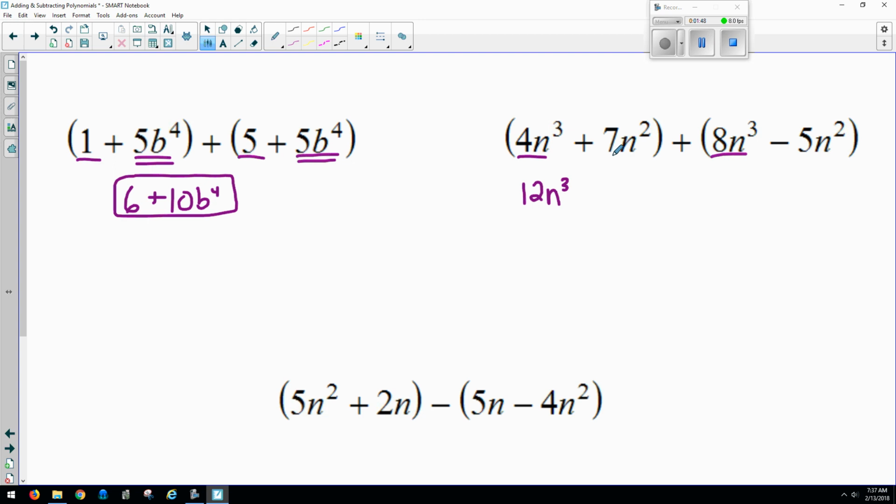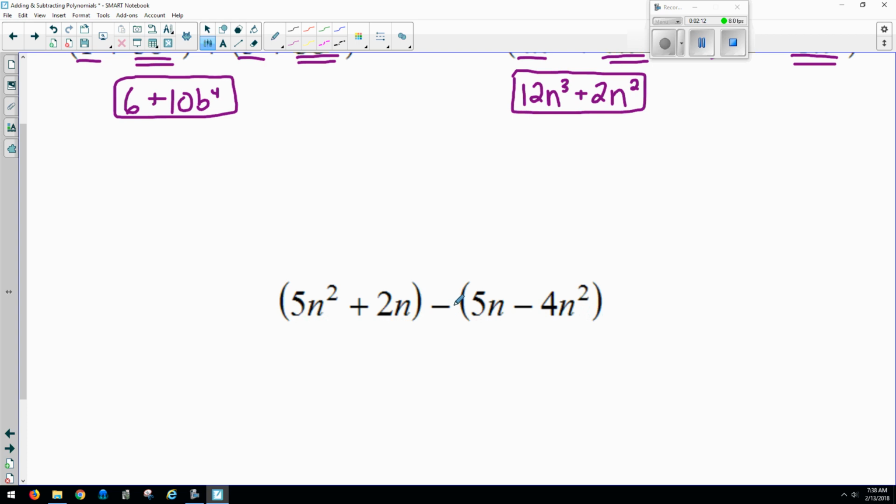Then I'm going to look at the other two terms. I have 7n squared. I'm going to put 2 underlines under that. And I have negative 5n squared. So 7 minus 5 is 2. And again, you don't do anything with the exponent, you just combine the coefficients. So this is different than when we were multiplying monomials.